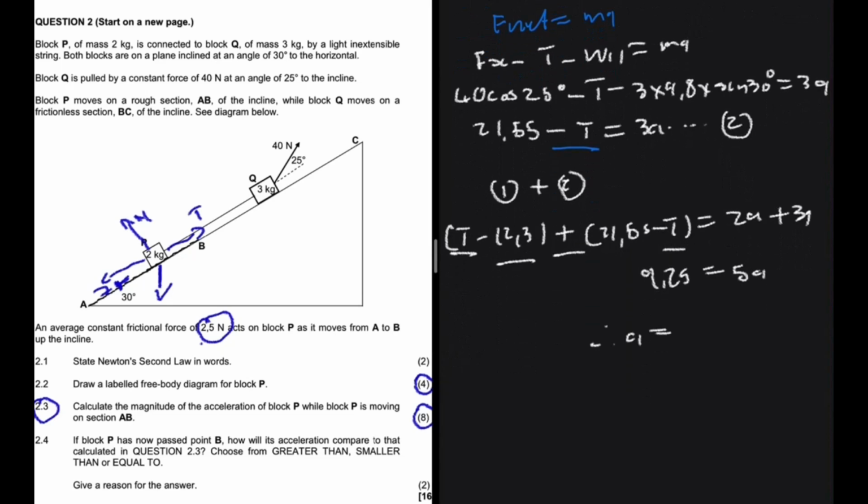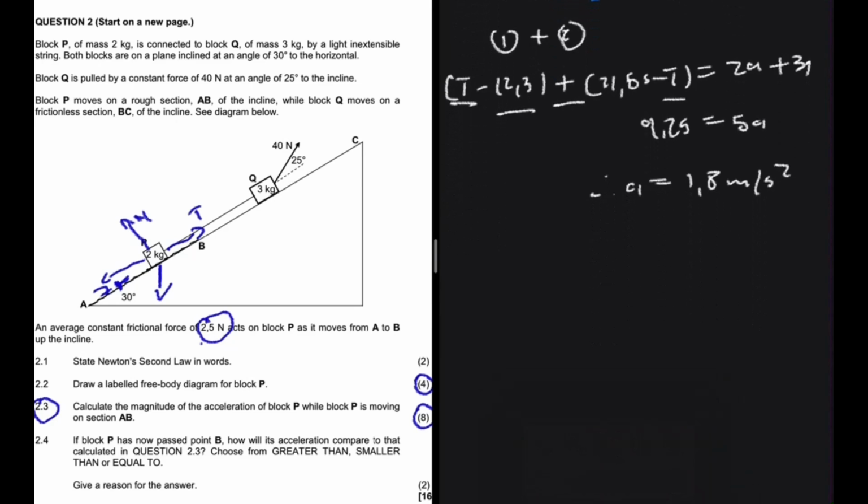If we divide that answer by 5, we get 1.8 meters per second squared. Right, so that is the magnitude of the acceleration of block P while it is moving on section AB. Not too difficult, to be honest. You just need to know a few basics.